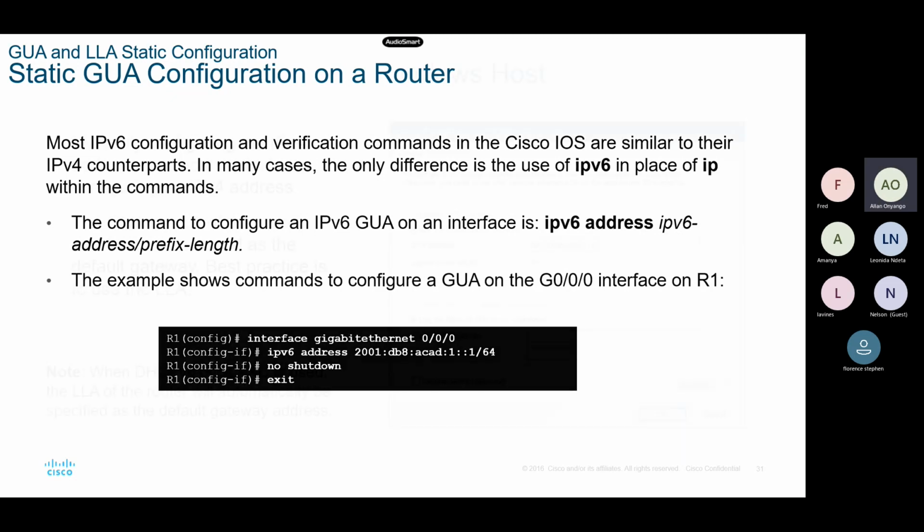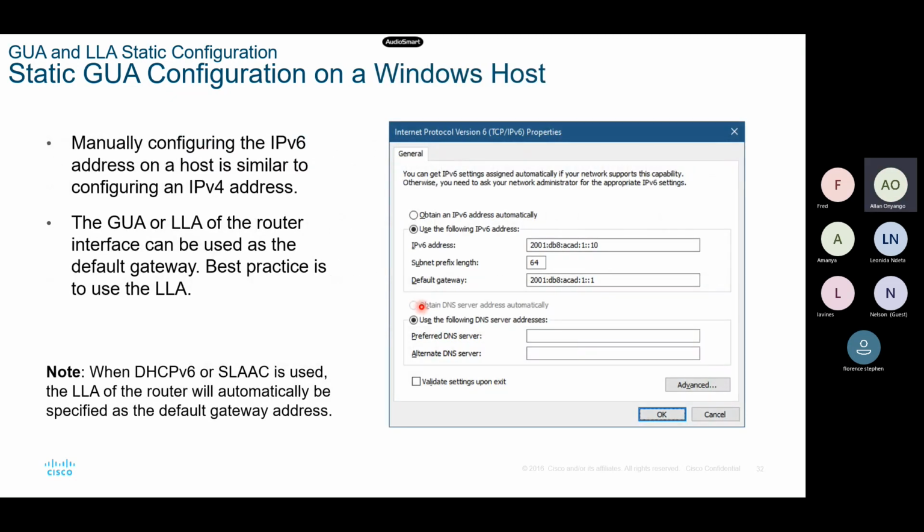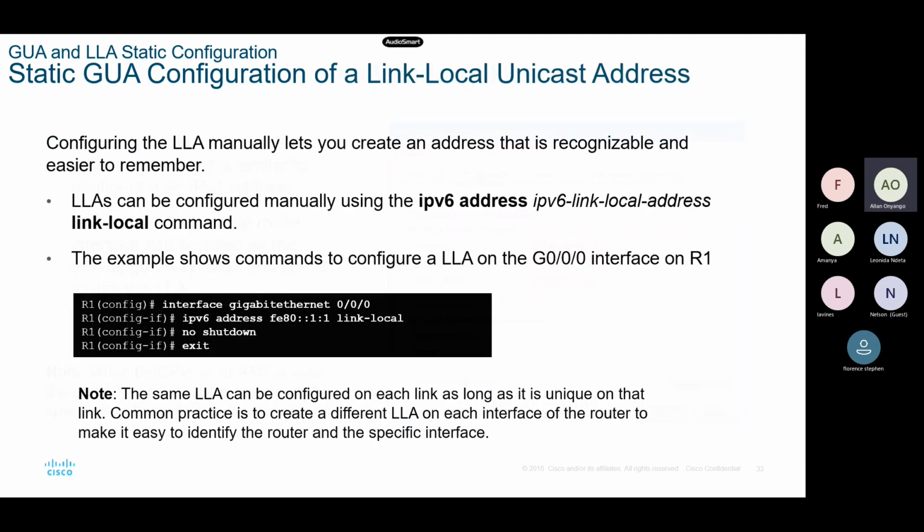I'm gonna demonstrate. I already showed you guys where to configure IPv6. You put the IPv6 address here, you put 64 here, and then you put the default gateway, and if you have DNS, you actually put it right there. For the link local address as well, if you want to configure it, you get into the interface, gigabit ethernet 0/0/0, of course, at the global configuration mode.